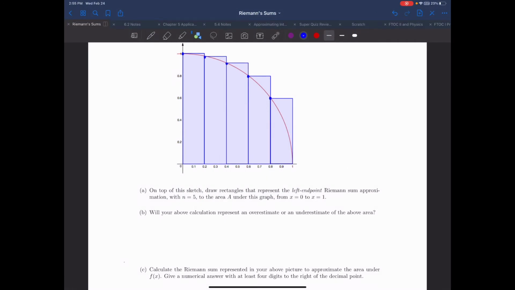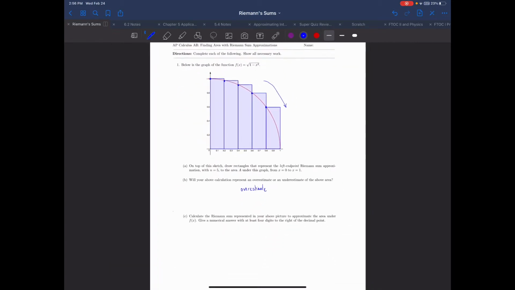So now the B part. Will your above calculation represent an overestimate or an underestimate of the above area? You can see in this image, all of these rectangles with left-hand endpoints are over the curve. So it's obvious that's an overestimate. And more than that, we can generalize that if you have a decreasing, concave down function and you use left-hand Riemann sums, you will get an overestimate.